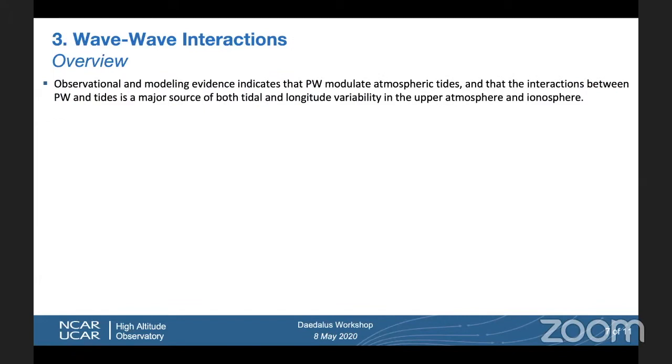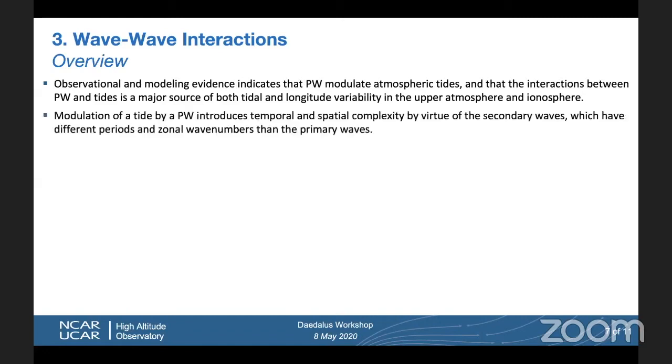As I mentioned before, a source of variability in the LTI region is due to the interaction between different waves. In particular, evidence has shown both observationally and in modeling that planetary waves can modulate atmospheric tides, and their interaction is a large source of tidal and longitudinal variability in the upper atmosphere and ionosphere. The way that this interaction is believed to occur is through the generation of secondary waves that have different periods and zonal wave numbers than the primary waves that are originating them.